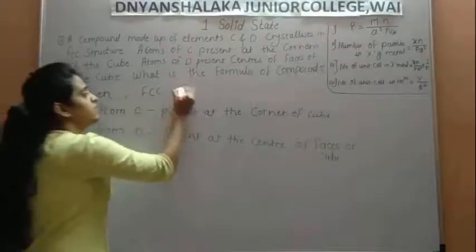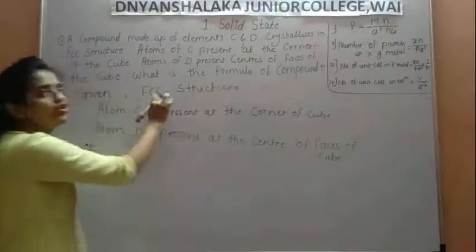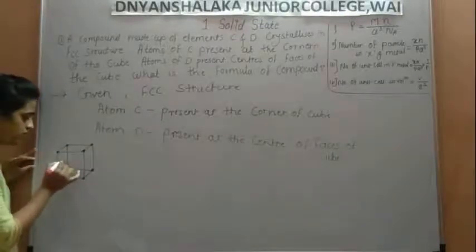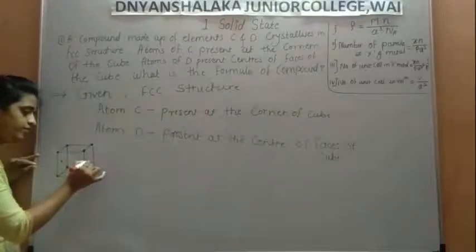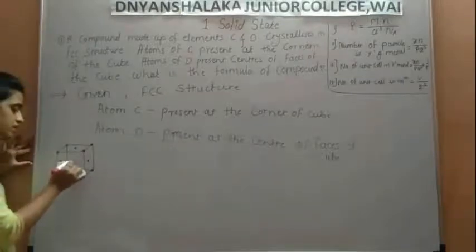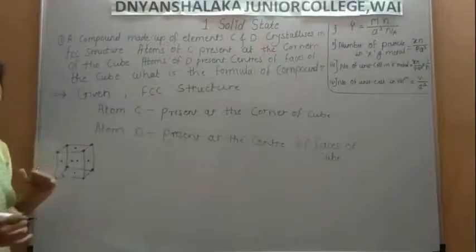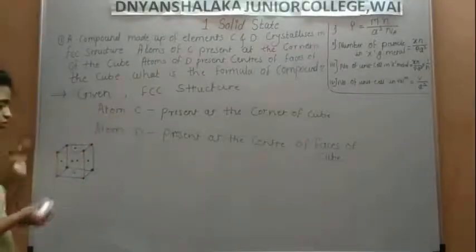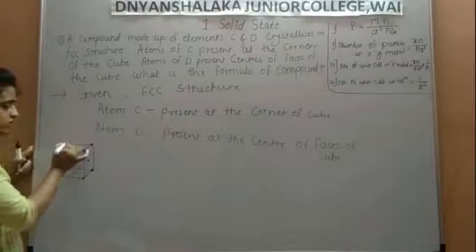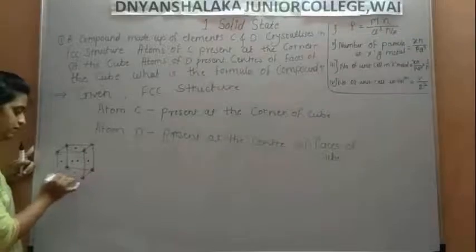So in the FCC structure, a face centered cubic structure, the cube has 6 faces. This is the first face, this is the second, this is the third, and this is the fourth, and there is one atom in the upper portion and one in the lower portion. But atom C is indicated as present at the corner. So this is C, this is C. Only the corner atoms are indicated by C.